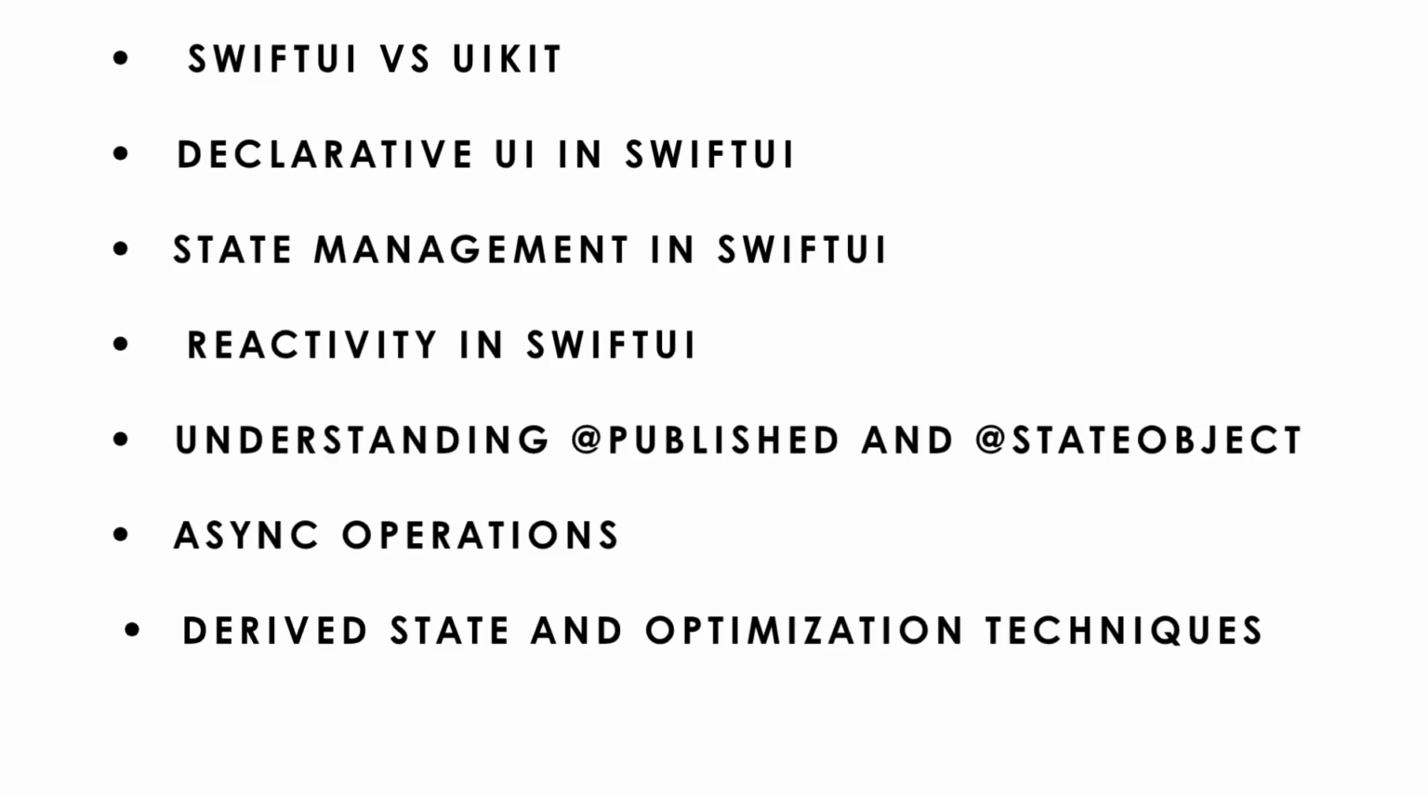What is environment object and when should we use it? Environment object is for global state, passing shared data across multiple views. It's useful for app-wide shared objects. Next question will be, what is the difference between stateful and stateless views in SwiftUI? Stateful views store and manage data, while stateless views rely on data passed from parent views.